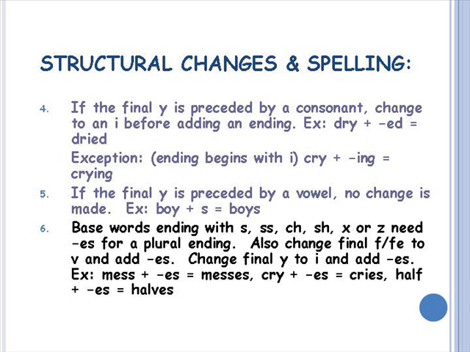Last, base words ending with S, SS, CH, SH, X, or Z need ES for a plural ending. Also change final F, FE to V and add ES. Change final Y to I and add ES. Examples include mess plus ES equals messes, cry plus ES equals cries, and half plus ES equals halves.